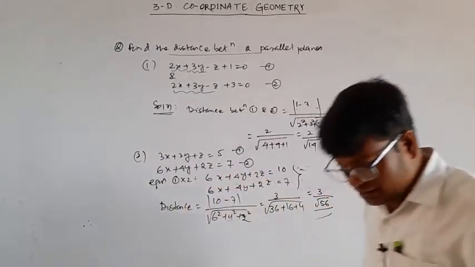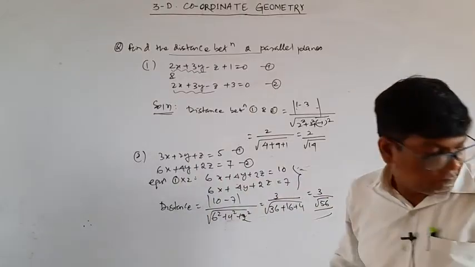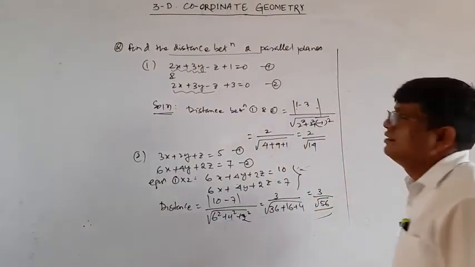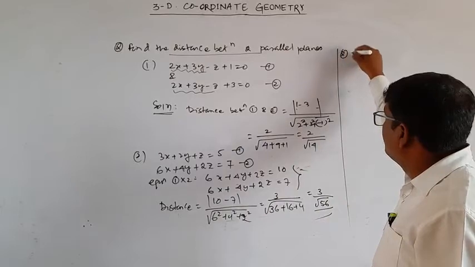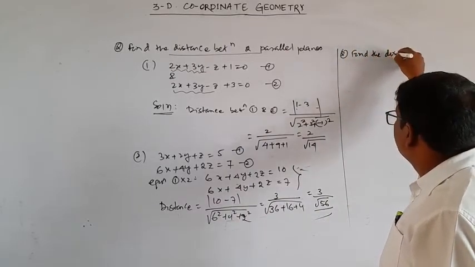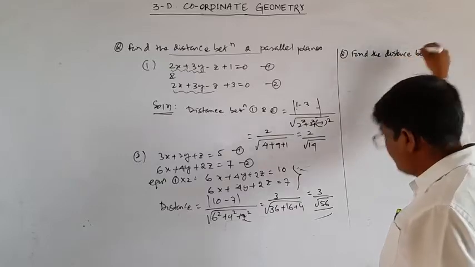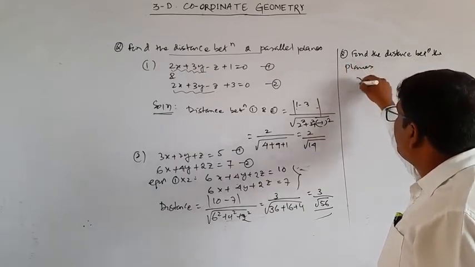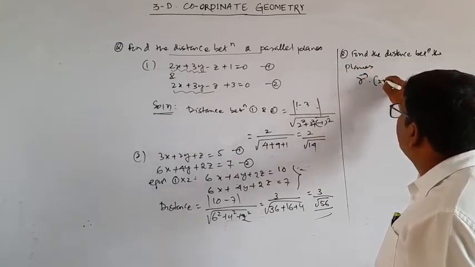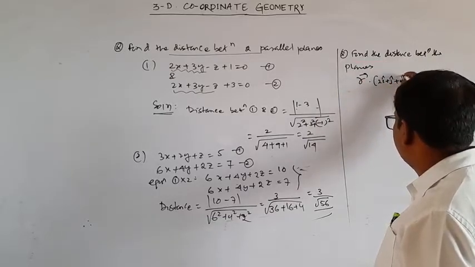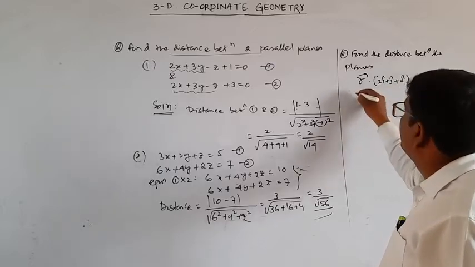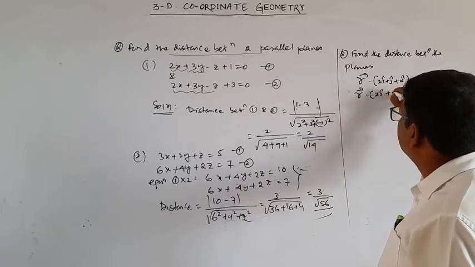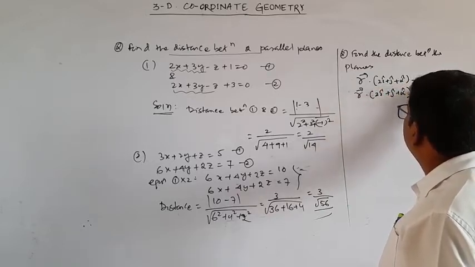Now vector form is: find the distance between the planes r dot (2i cap plus j cap plus k cap) is equal to, suppose, 2, and r dot (2i plus j plus k) is equal to 5.